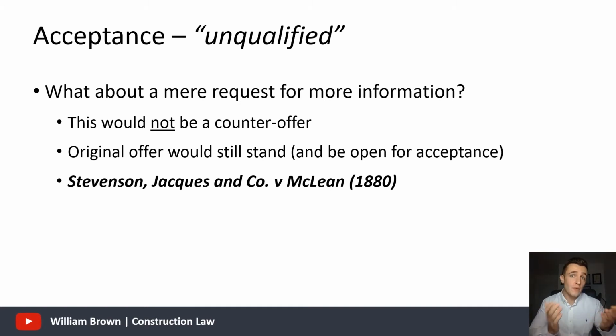McLean had already sold the iron, and at that point he could not then give it to Mr. Stevenson, Jack & Co. And they ultimately took him to court for that, sued him for breach of contract, and they were successful because they were able to prove that what we asked on the Monday morning was just a clarification, just a mere request for information.